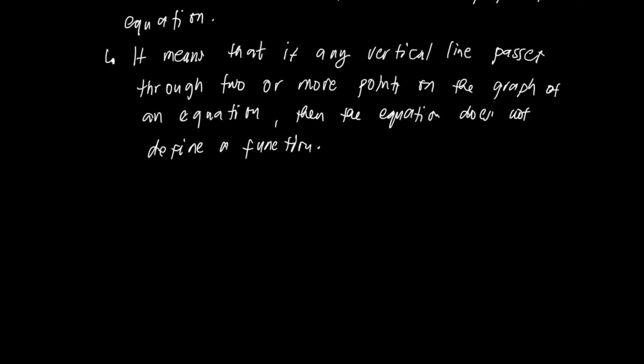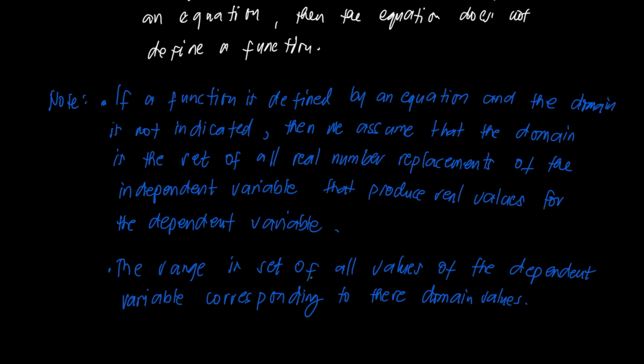Now, take note that if a function is defined by an equation and the domain is not indicated, then we assume that the domain is the set of all real number replacements of the independent variable that produce real values for the dependent variable. This is a very important note. Again, the independent variable is x, and the dependent variable is y. Now, the range is the set of all values of the dependent variable corresponding to these domain values. So, take note of that.